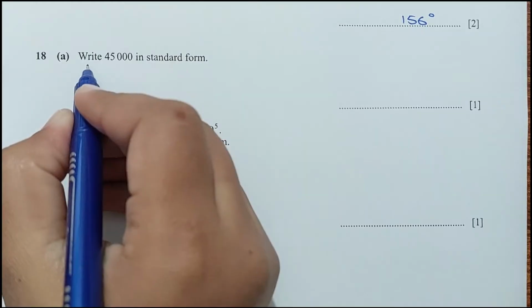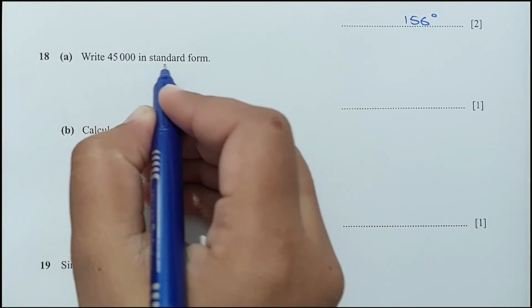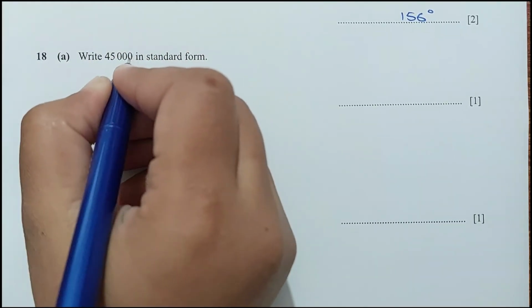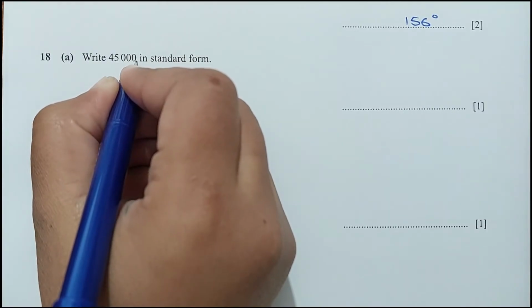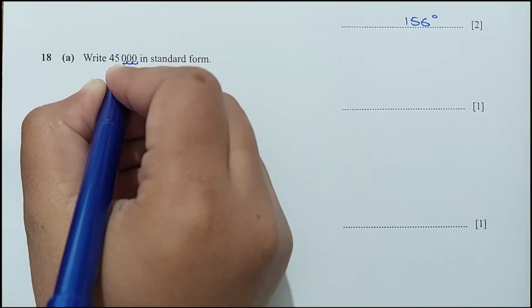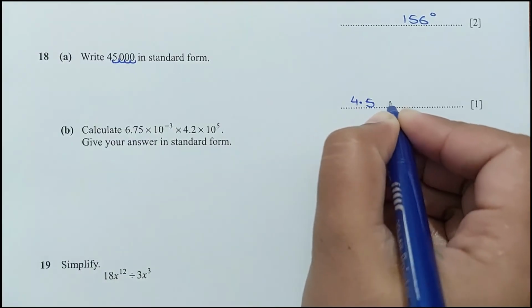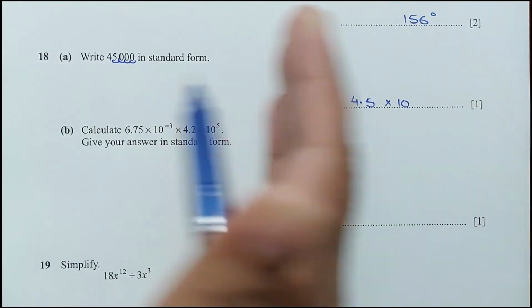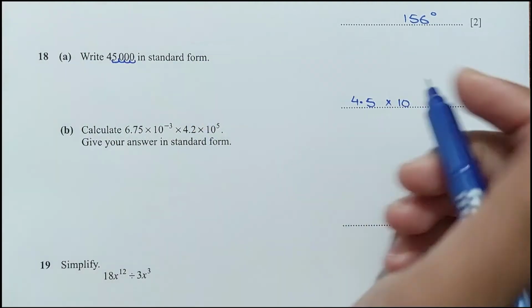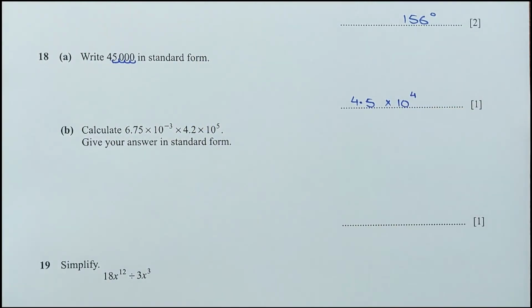Question number 18, part A, write 45,000 in standard form, right? So we have to move the decimal point 1 unit, 2 units, 3 units, and 4 units. So 4.5 times 10 to the power, we are moving to the left, so we have to add 4, right?